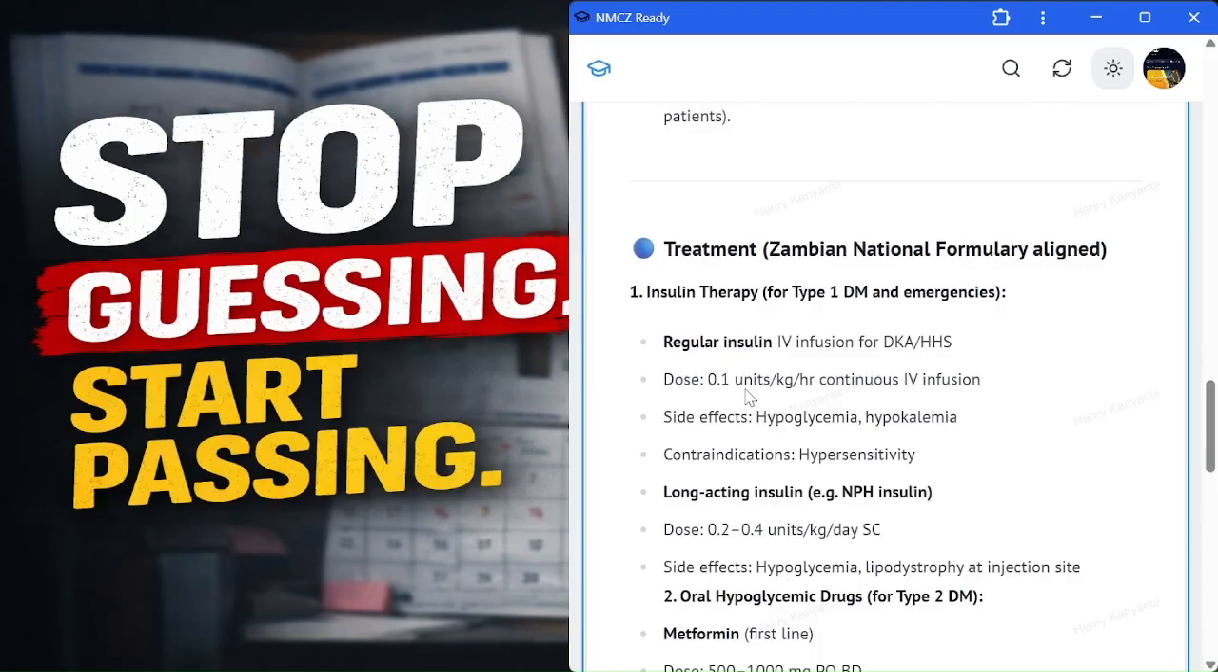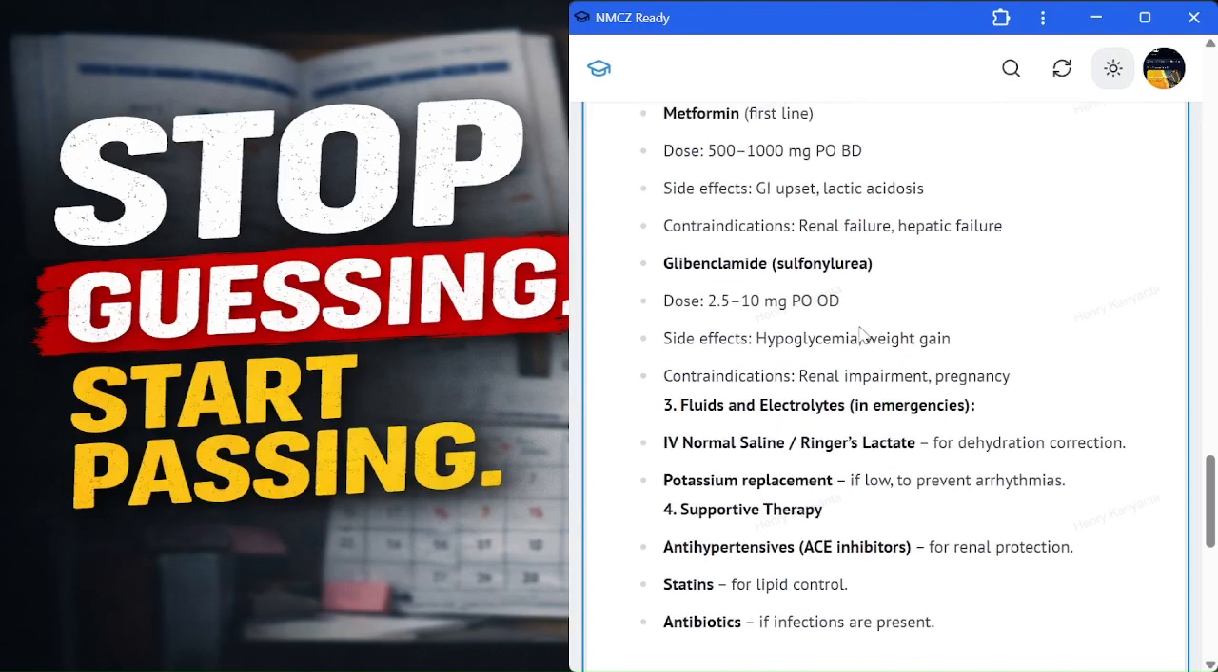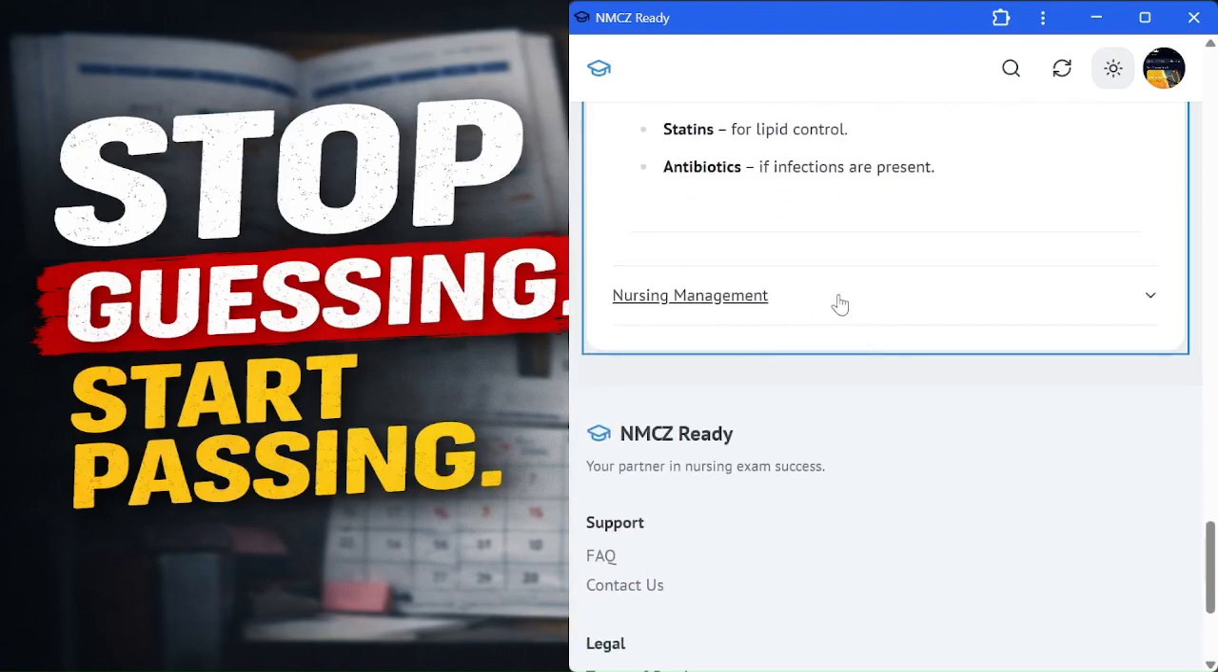So in the next video that we're going to do, which is part 2 of this video, we're going to look at the treatment according to the Zambian National Formulary, all the way up to the specific nursing management.